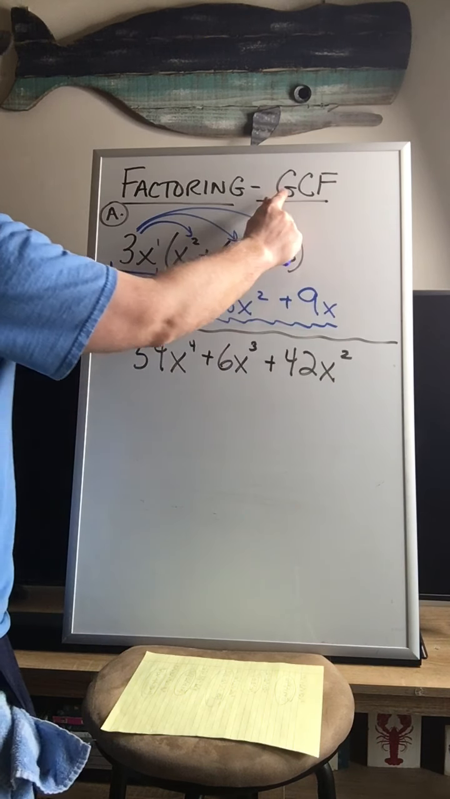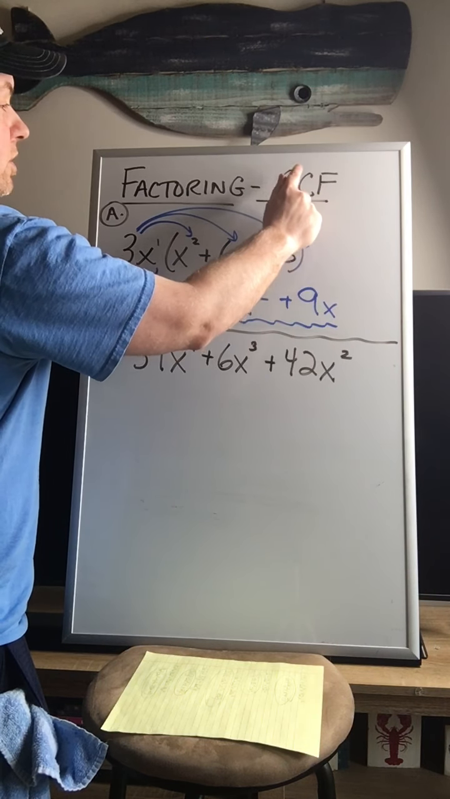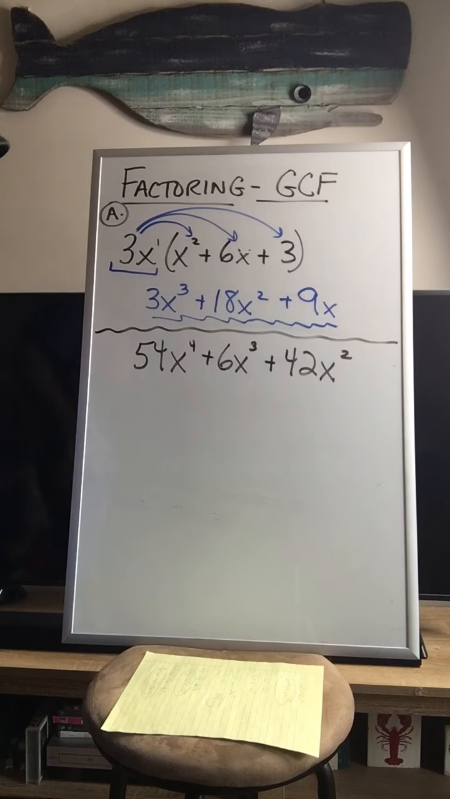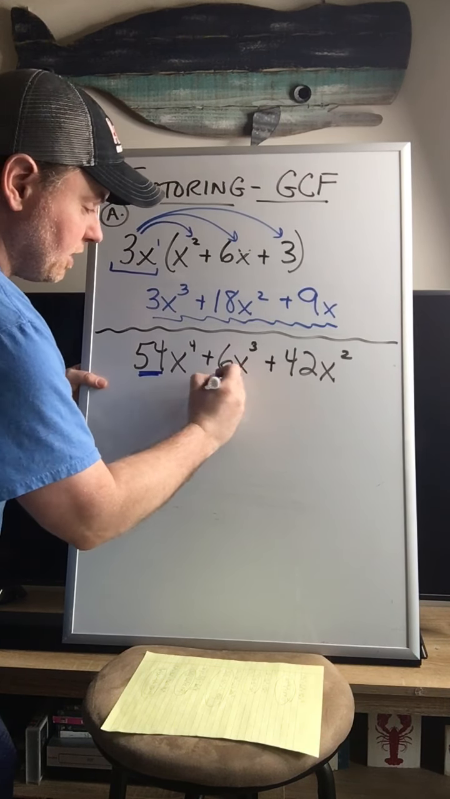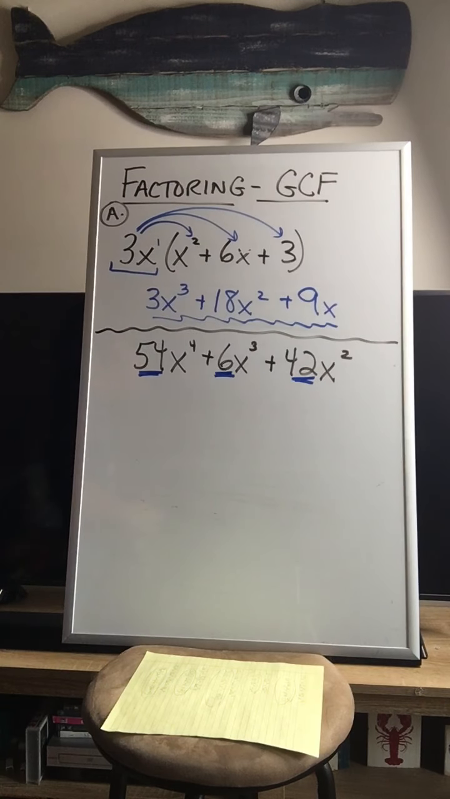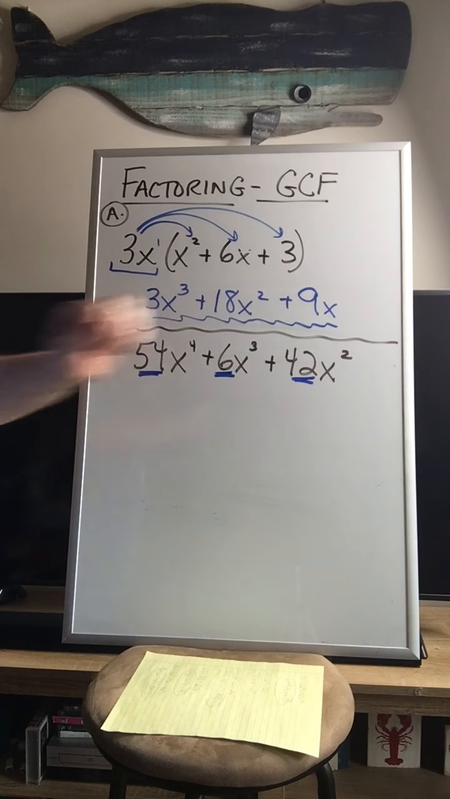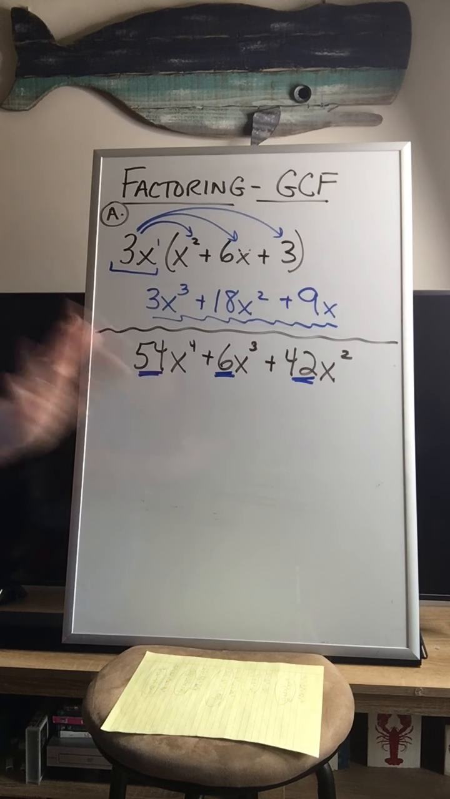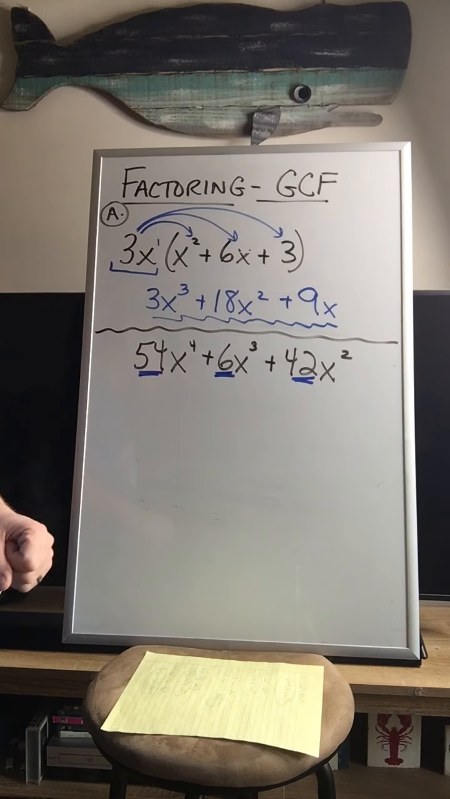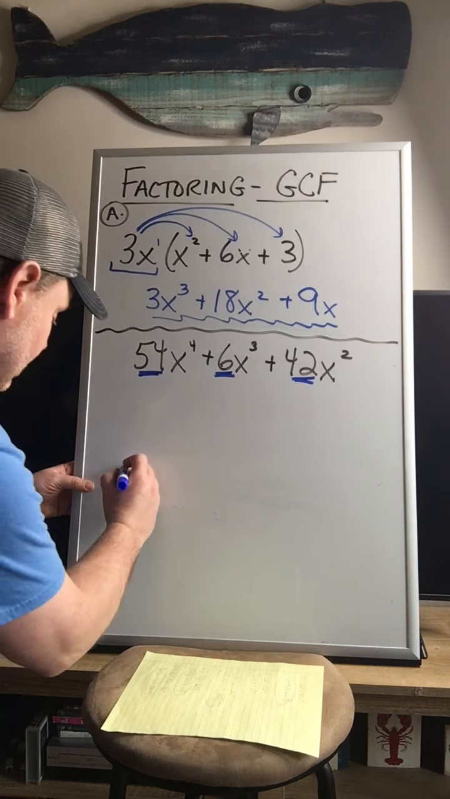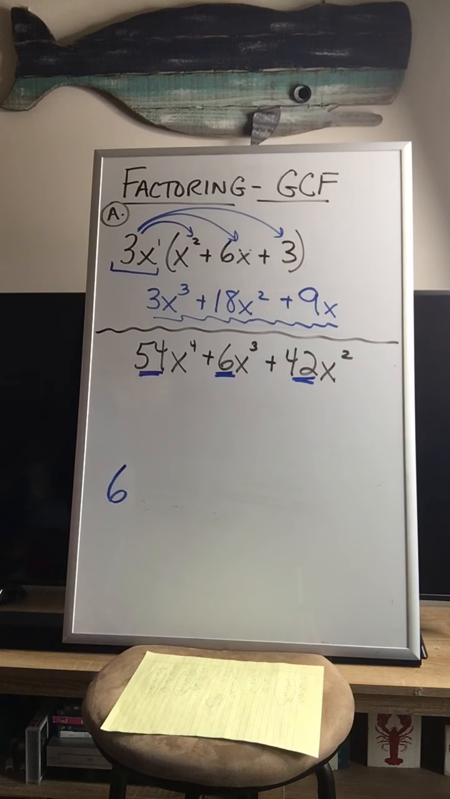We call this looking for the GCF, the greatest common factor. So the first thing you want to do is look at the 54, look at the 6, and look at the 42, and figure out what is the biggest number that goes into all three of these. 54, 6, and 42. It's 6. 6 goes into itself, 6 goes into 54, and 6 goes into 42. So that's going to be part of our GCF.